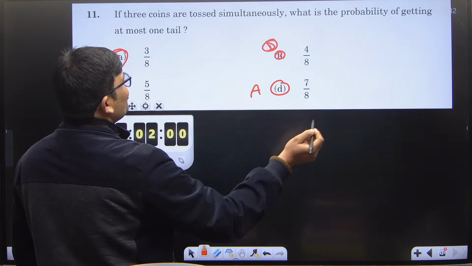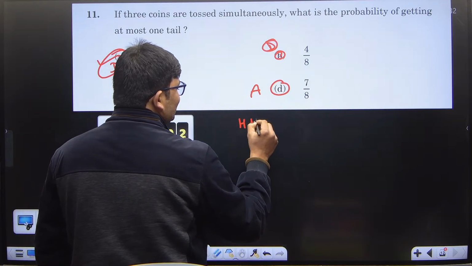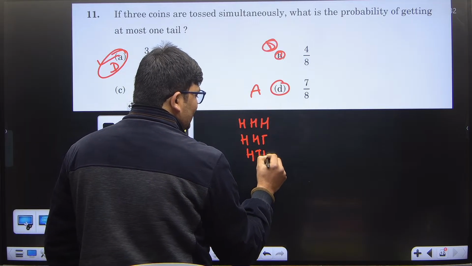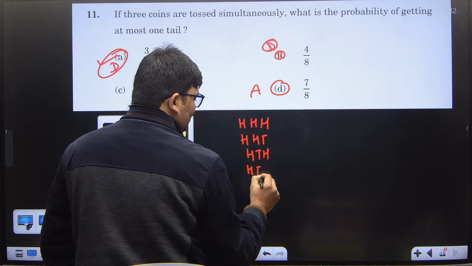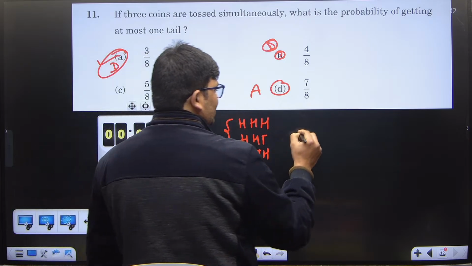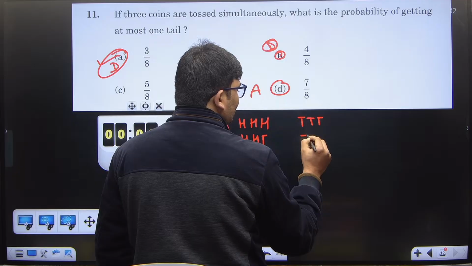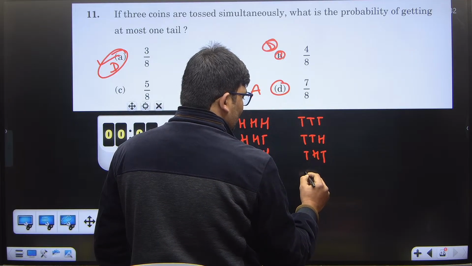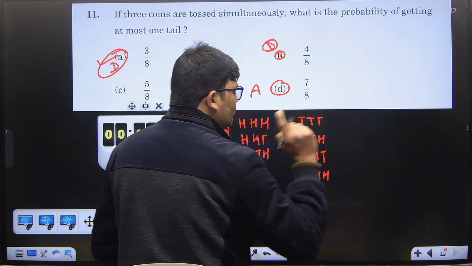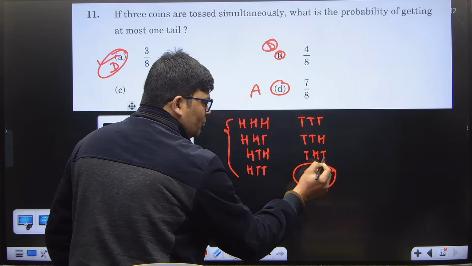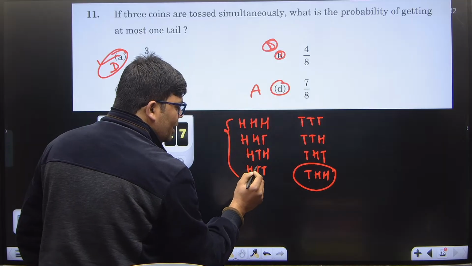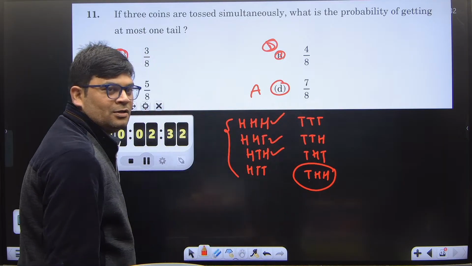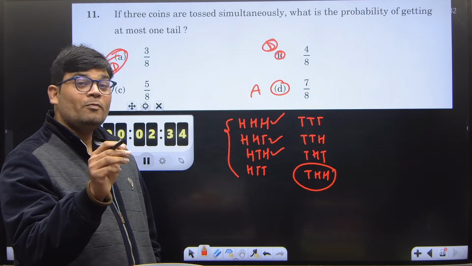So 3 coins are tossed simultaneously. So you can have HHH, then HHT, then HTH, then HTT. These are the 4 options that you will get with H. Again you will have TTT, TTH, THT, THH. So at most 1, that means you can't have 2, you can't have 3, you can have 1, you can have 0 as well. So the answer is 4 by 8.